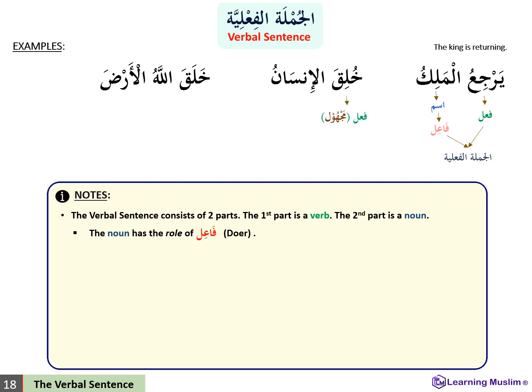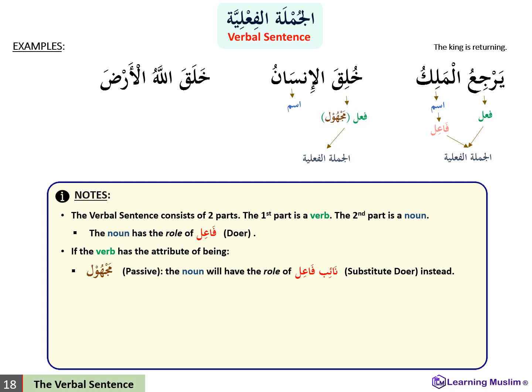خُلِقَ الْإِنسَانُ. So خُلِقَ is a fi'il, and this fi'il is majhul. So because this sentence is beginning with a verb, this is a jumla fi'aliyya, it is a verbal sentence. And the second part of this verbal sentence is the word al-insanu, that is a noun. And if we look at the notes, it says if the verb has the attribute of being majhul, passive, then the noun will have the role of na'ib fa'il, substitute doer instead.